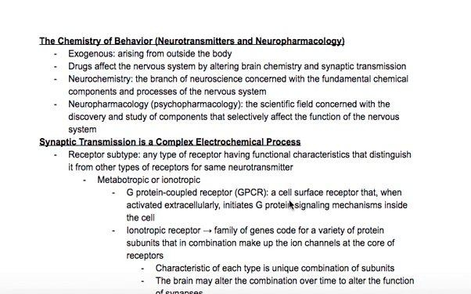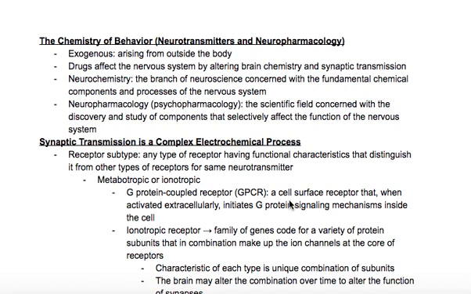So for Chapter 4, Segment 1, it begins with the topic of the entire chapter being the chemistry of behavior, including neurotransmitters and neuropharmacology. The first definition given is what is exogenous, which means anything arising outside of the body.